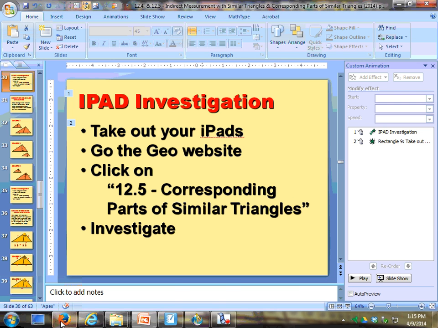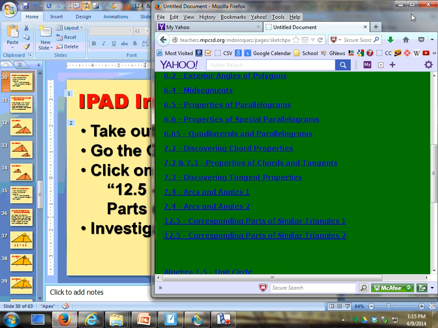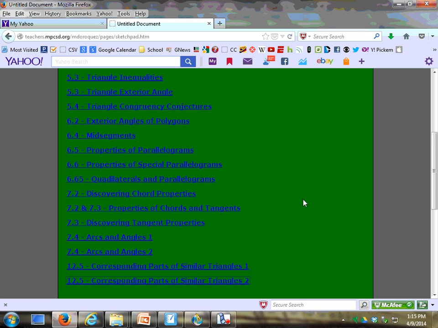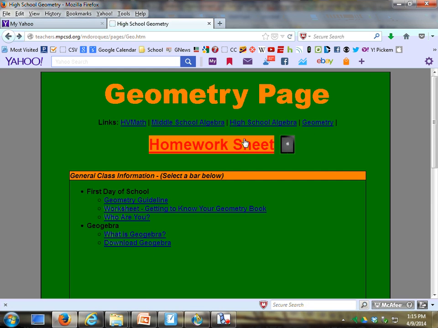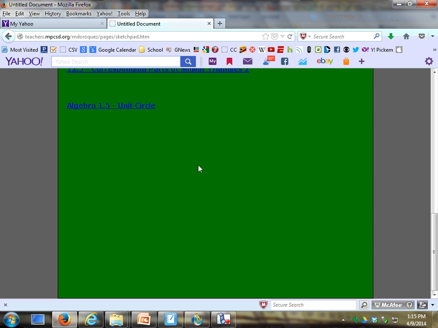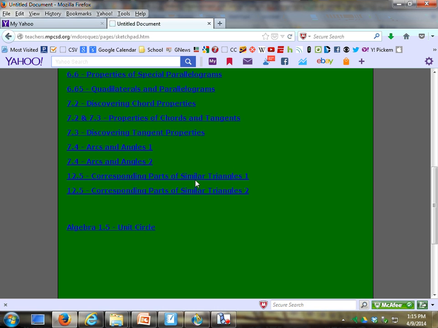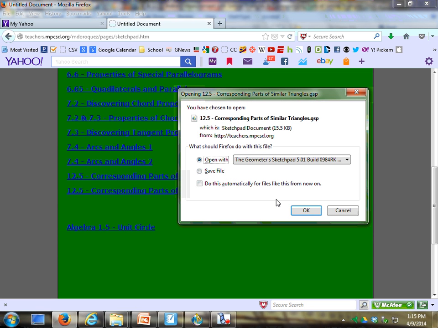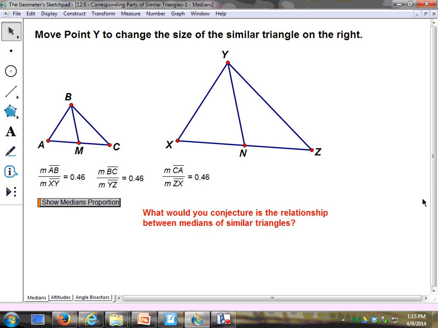Go to my website, 12.5 triangles, number 1. Go to 12.5, corresponding parts of similar triangles, number 1. You can open it in Sketch Explorer on your iPads. You guys should see something like this.